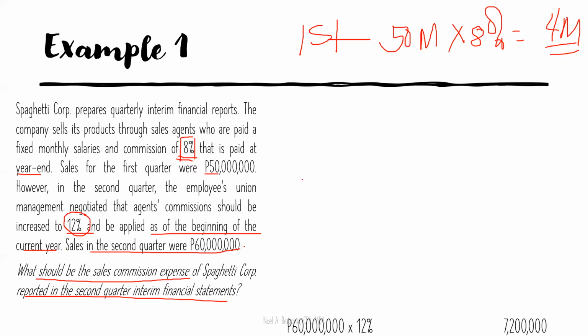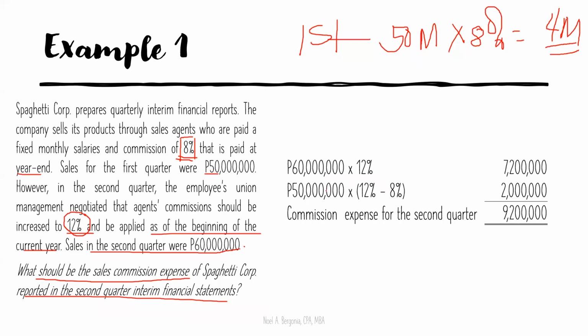So here's what I'm going to do here. For the current second quarter, we have 60 million in sales. Multiplied by the 12%, which is the new rate, that would already be 7,200,000. That is only related to the second quarter.